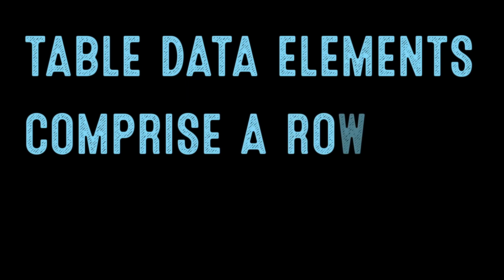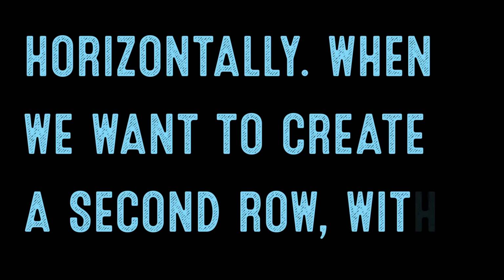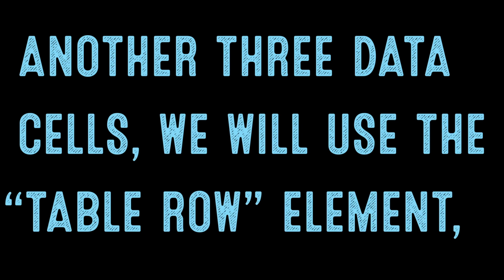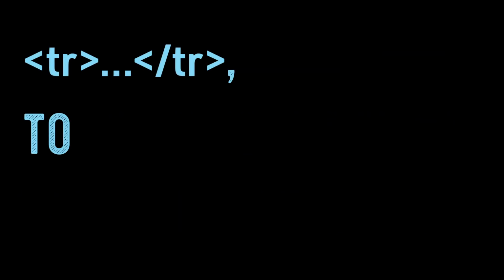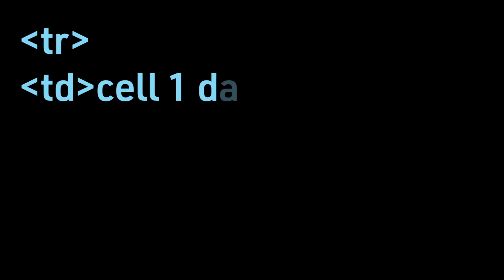Table data elements comprise a row, and they will align horizontally. When we want to create a second row with another 3 data cells, we will use the table row element TR opening tag and /TR closing tag to identify each row. It will look like this.